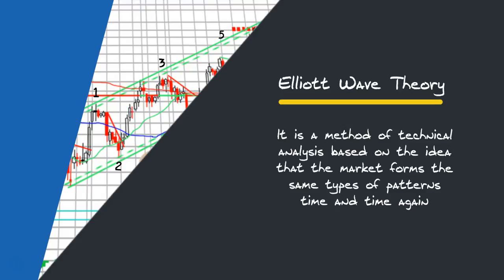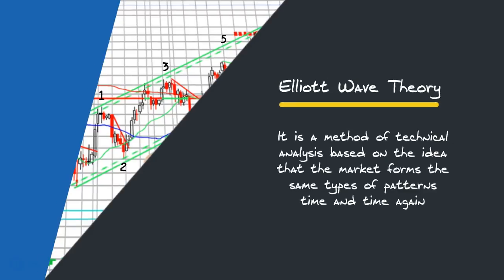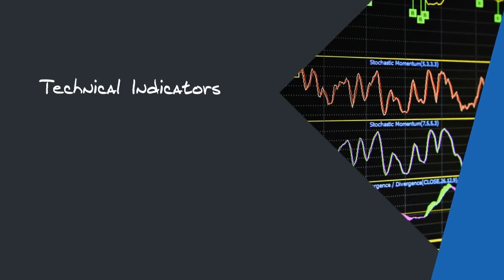It is a method of technical analysis based on the idea that the market forms the same types of patterns on a smaller time frame than it does on a larger time frame. Indicators are either leading or lagging. A leading indicator gives a signal before the new trend or reversal occurs. A lagging indicator gives a signal after the trend has started.